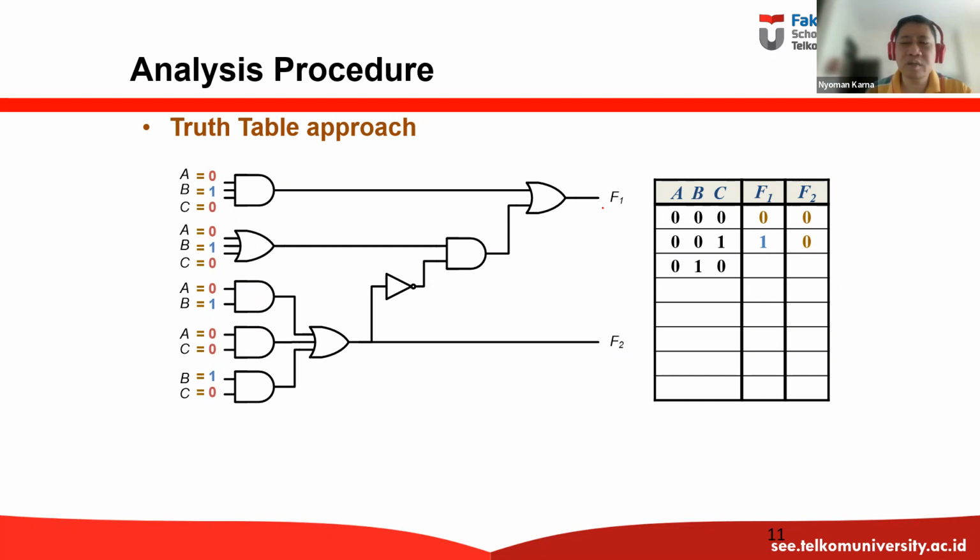Then the next combination is 0, 1, 0. This will become 0. This will become 1. This will become 0, 0, 0, 0. So F2 is 0. And then this one is 1 times 1, 1. So F1 is 1. Next combination, 0, 1, 1. This is 0. This is 1. This is 0, 0, 1, 1. So F2 is 1. And then this is 0, 0, 0.